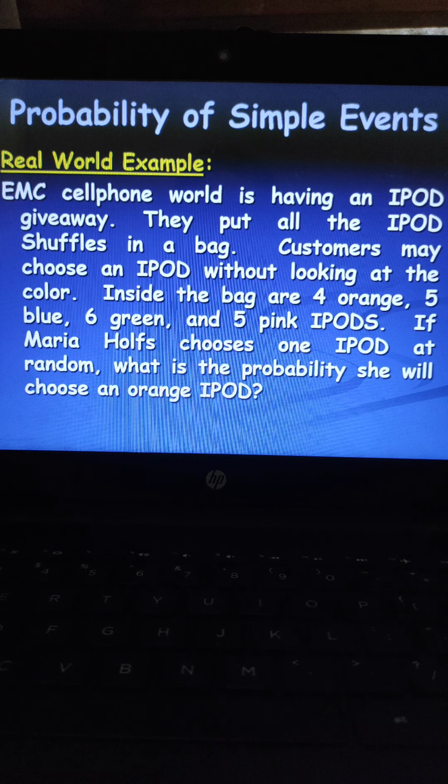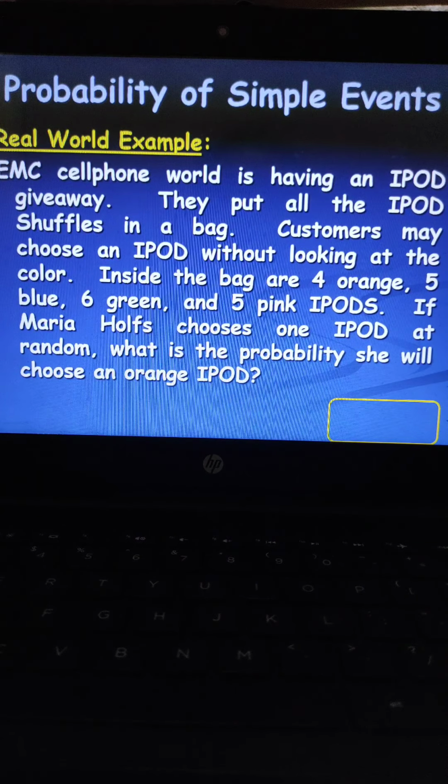Now let's take this example. EMC Cell Phone World is having an iPod giveaway. They put all the iPod shuffles in a bag. Customers may choose an iPod without looking at the color. Inside the bag are 4 orange, 5 blue, 6 green, and 5 pink iPods. If Maria Holmes chooses one iPod at random, what is the probability she will choose an orange iPod?